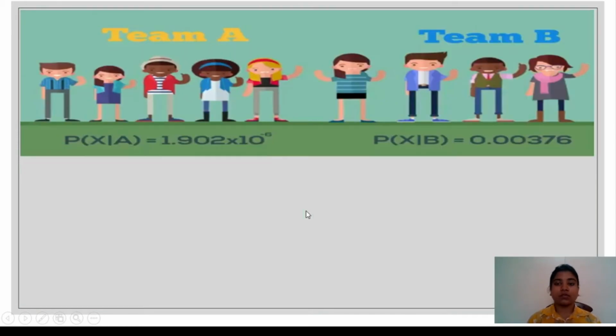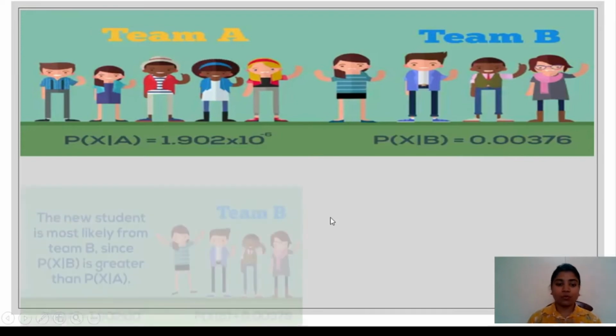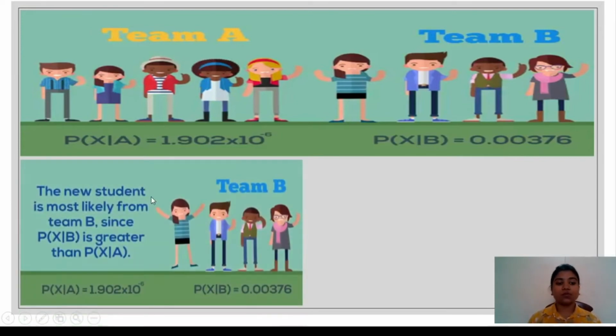So now in the next step, we will compare the probabilities of both teams, team A and team B. Here the probability of team A is 1.902 into 10 raised to minus 6, and the probability of team B is 0.00376. So the new student is most likely from team B, since the probability of B is greater than the probability of A.